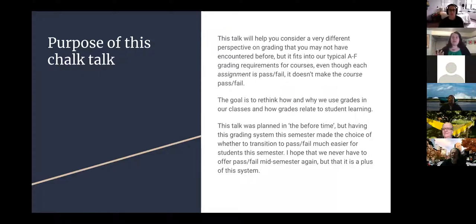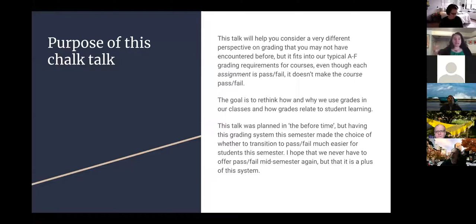the idea behind this talk is to consider a really different perspective on grading. It's important to indicate it does allow you to give A through F grades, right? Each assignment is pass-fail. It doesn't make the course pass-fail. I'll talk about how that's actually achieved. It's achieved in a different way than giving percentage points for grades. It's basically giving different assignments for different grades. So it's really a big picture rethink of what grades are for and how they relate to student learning.